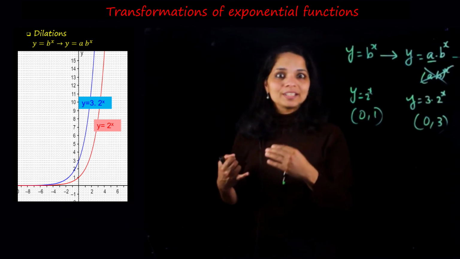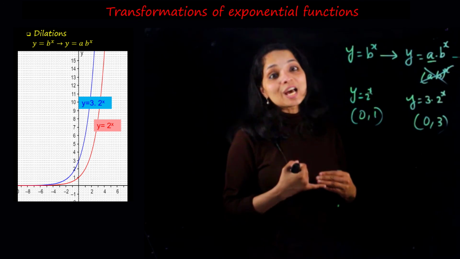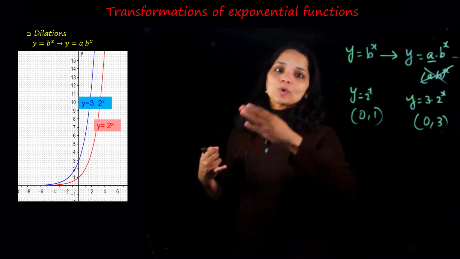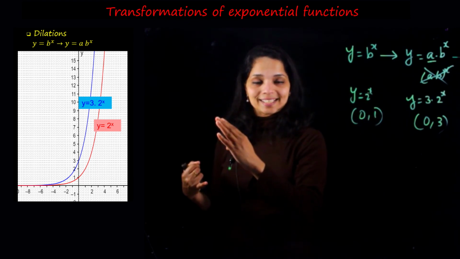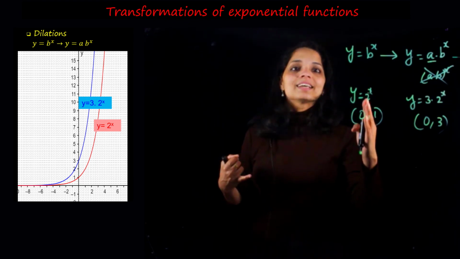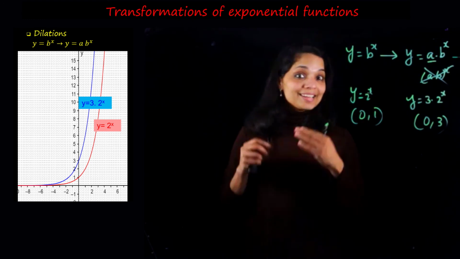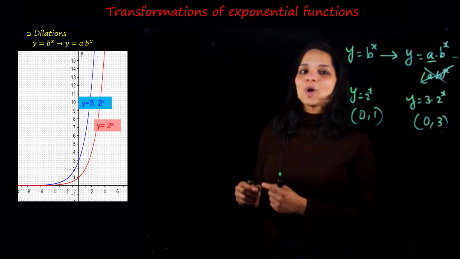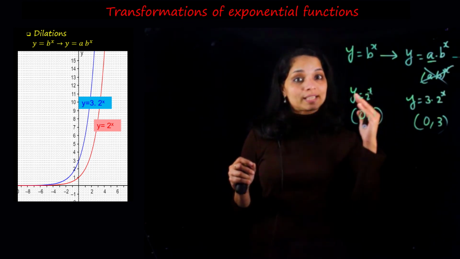So now we covered the different kinds of simple transformations that can occur to exponential functions, which are a reflection about the y-axis and x-axis, horizontal translation and vertical translation, and the dilation about the x-axis. In the next video and the next lesson, we will learn how we can combine multiple transformations on a single function.